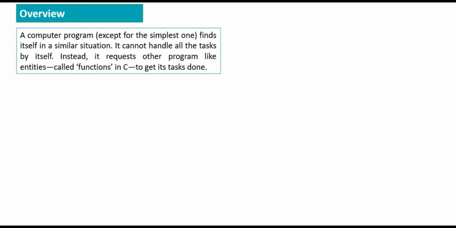Knowingly or unknowingly, we rely on so many persons for so many things. Man is an intelligent species, but still cannot perform all of life's tasks all alone. He has to rely on others. Similarly, a computer program, except for the simplest one, finds itself in a similar situation. It cannot handle all the tasks by itself. Instead, it requests other program-like entities called functions in C to get its task done.